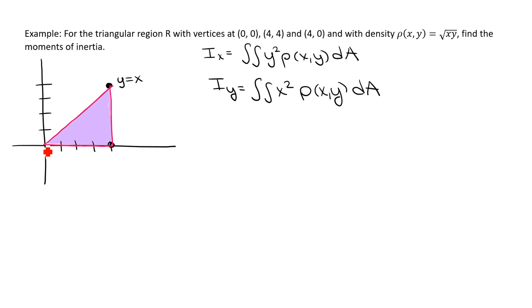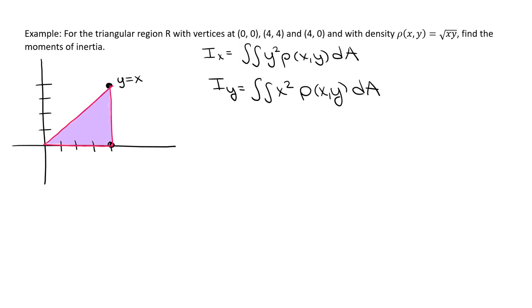I am going to denote on my paper that the slanted line in our triangle is the line y equals x. It has a slope of 1. It goes through the point (4, 4). That's the line y equals x, so we'll keep that in mind when we're setting up our integrals.